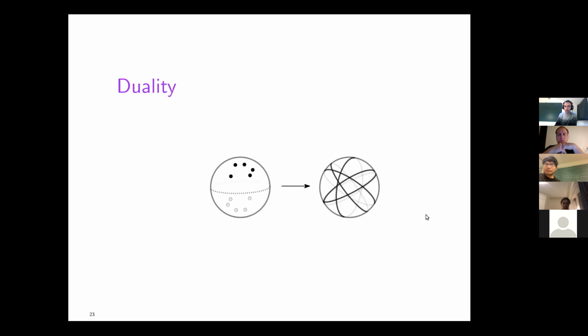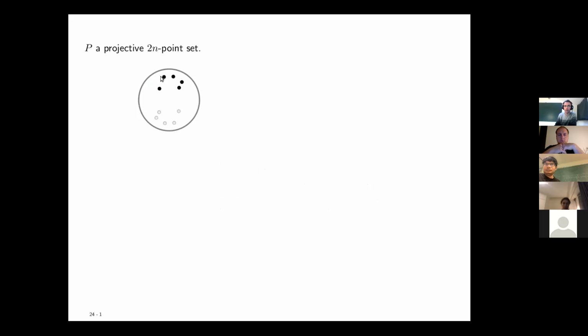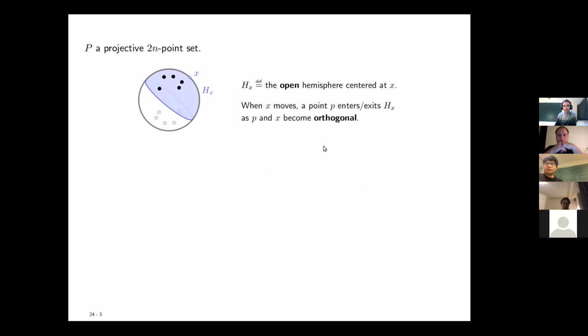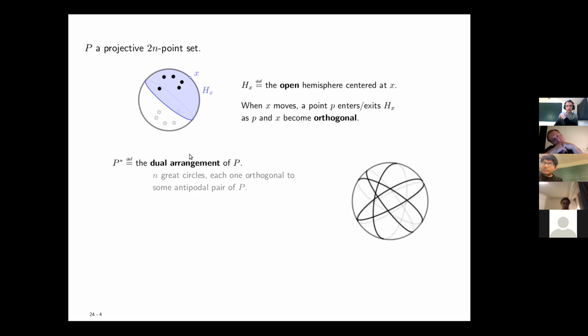Okay. So now that we have this, we can clarify this idea of duality. We have now our projective set of 2n endpoints, and we are working with hemispheres. Here h_x is the open hemisphere centered at x. I want to take my hemisphere open. If anything confuses you, that might be because you're allowing antipodal points, and I don't want that to happen. Now as x moves, a point enters or exits if and only if that point and x become orthogonal vectors on the sphere.